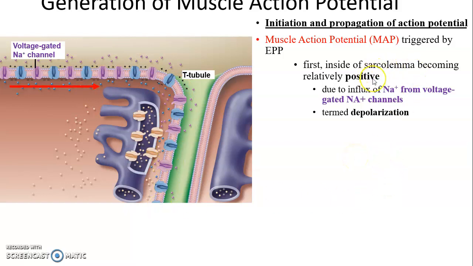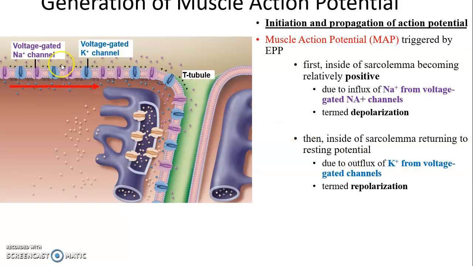Now, this change in charge from the resting potential is referred to as depolarization because it makes it more positive. So sodium ions flooding in from the positive side to the negative side depolarizes that region of the sarcolemma. And that muscle action potential travels down the length of the sarcolemma and into the transverse tubule.